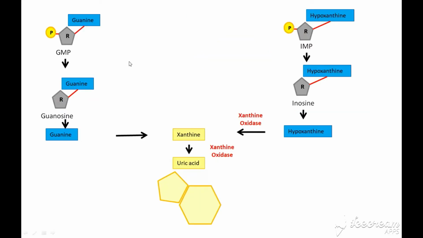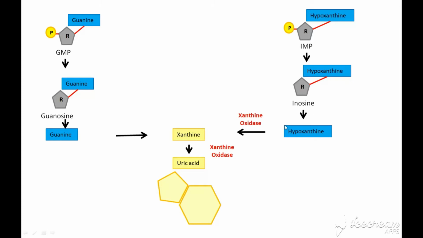So how does purine breakdown take place? We're going to discuss GMP and IMP first because they have a very similar pathway for metabolism. GMP is converted into guanosine, the nucleoside form, so we just remove the phosphate. Guanosine is then converted into guanine, the nitrogenous base. Guanine is converted into xanthine, and then xanthine is converted into uric acid by the enzyme xanthine oxidase. IMP is converted into inosine, so same thing, we just remove the phosphate.